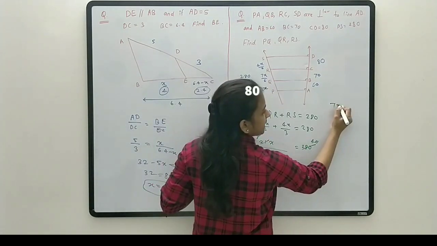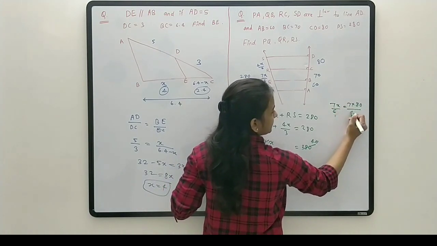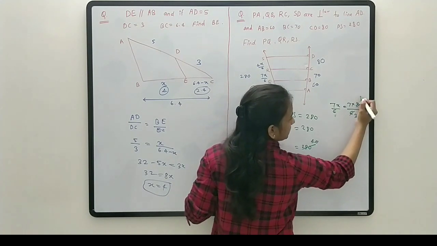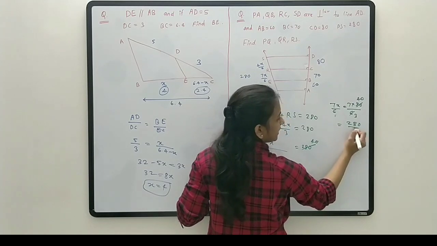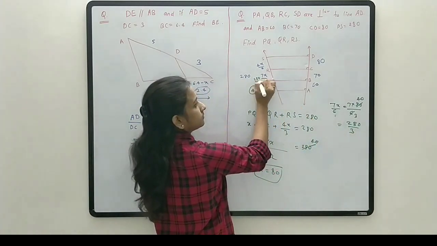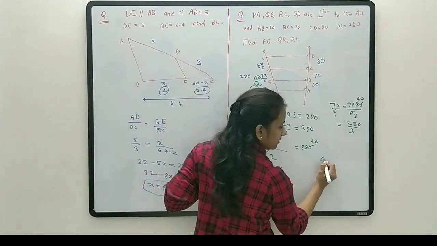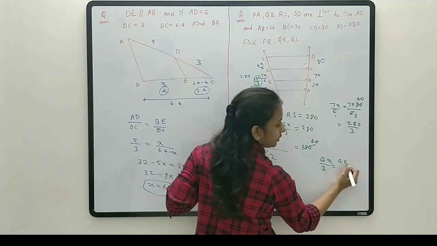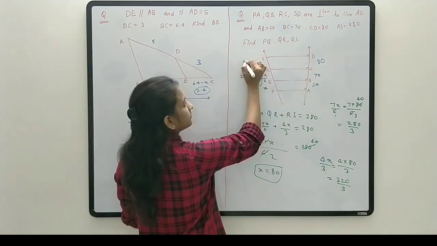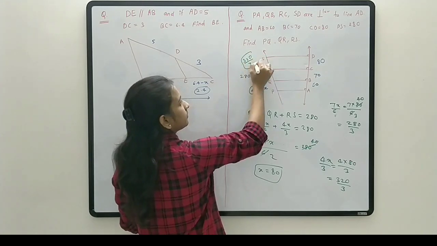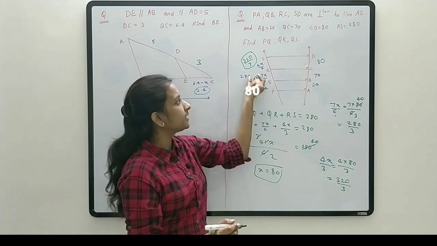QR is 7x by 6, meaning 7 into 80 by 6. 2 threes are 6, 2 forties are 80. So this value is 280 by 3. And this RS value is 4x by 3. 4x by 3 means 4 into 80 by 3, that is 320 by 3. These are the values of PQ, QR and RS. Got it?